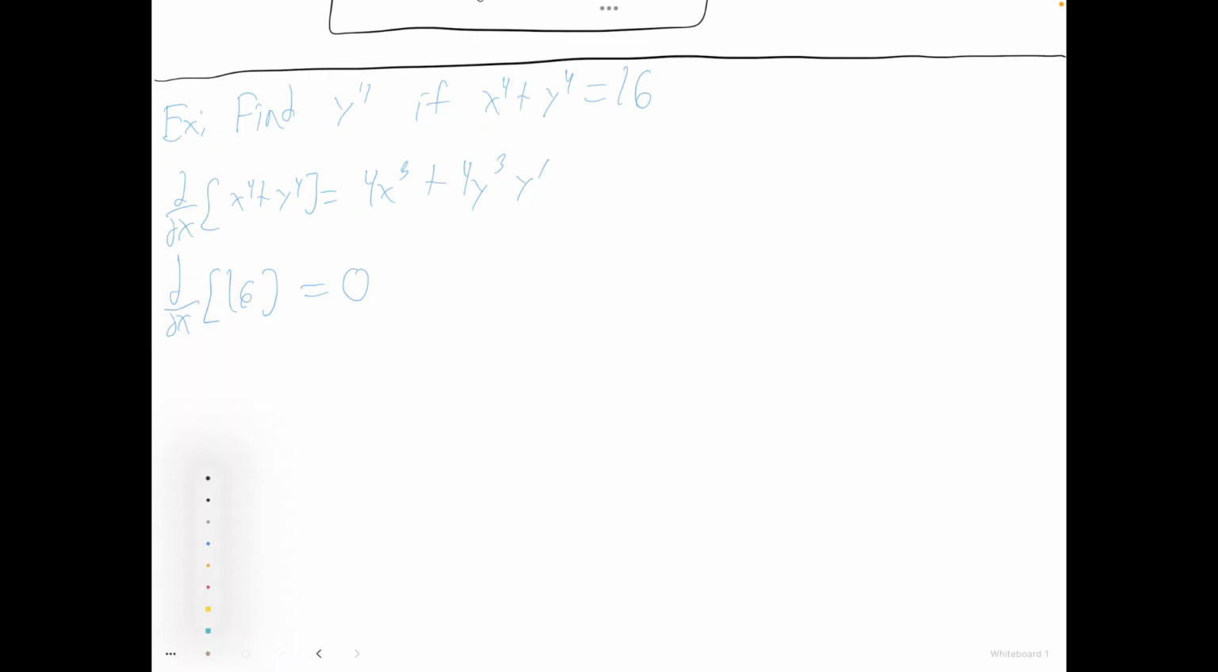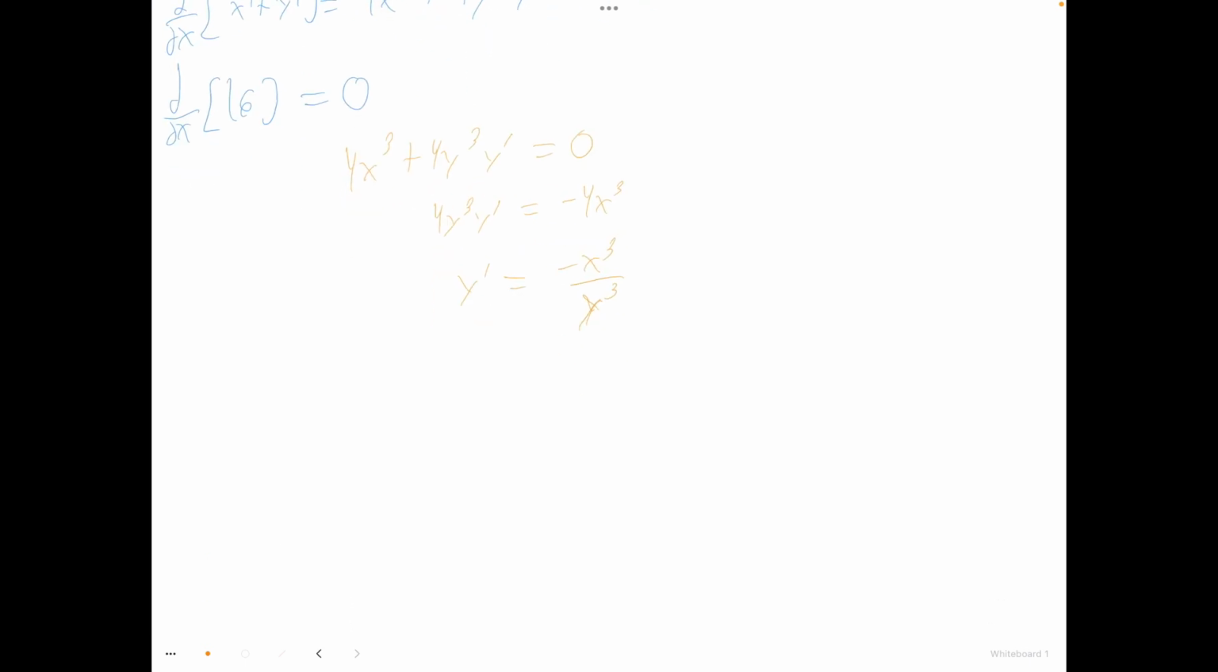And setting these equal then, we've got 4x cubed plus 4y cubed y prime equals 0. So 4y cubed y prime equals negative 4x cubed. Solving for y prime, we get negative x cubed over y cubed. And so this then is our first derivative. So we've got the first derivative now, it's negative x cubed over y cubed. But we wanted the second derivative.